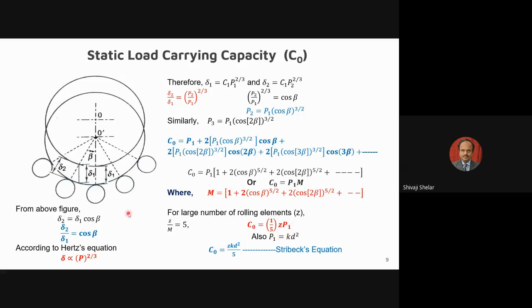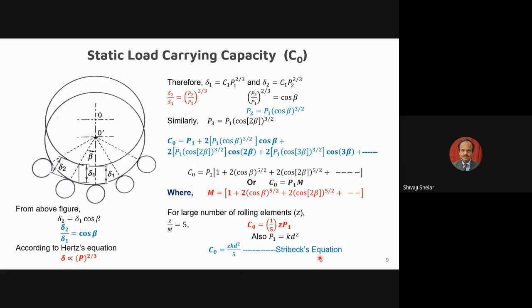And this value of P1, the radial reaction acting, depends upon the rolling diameter here. It depends upon the rolling diameter, how much reaction can be offered. So P1 will be equal to K D square. K is a constant and D is the diameter of that rolling element, maybe a spherical ball or a roller element diameter. Now we can put this value in this equation and we get C naught is equal to Z K D square by 5. And this equation is called the Stribeck equation.